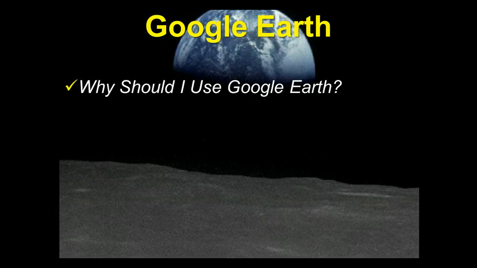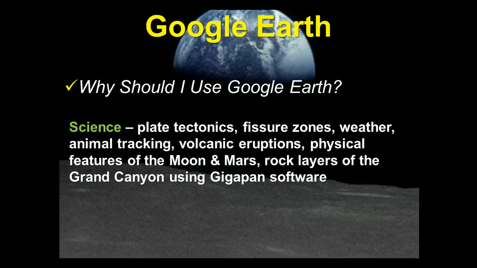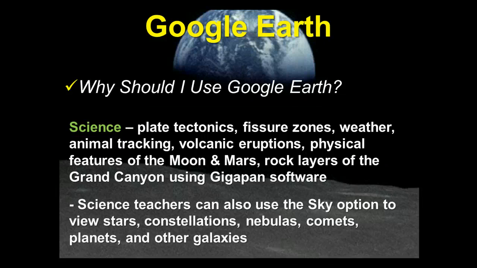Why should I use Google Earth? Well, if you're a science teacher, there's multiple ways you can use it with plate tectonics, fissure zones. You can identify weather patterns, animal tracking out in the Pacific Ocean, volcanic eruptions. You can identify physical features of the moon and Mars, rock layers of the Grand Canyon using GigaPan software already added to Google Earth. Like I said before, science teachers can also use the sky option to view stars, constellations, nebulae, comets, planets, other galaxies, quasars, and there's multiple ways that Google Earth can be used just in science.